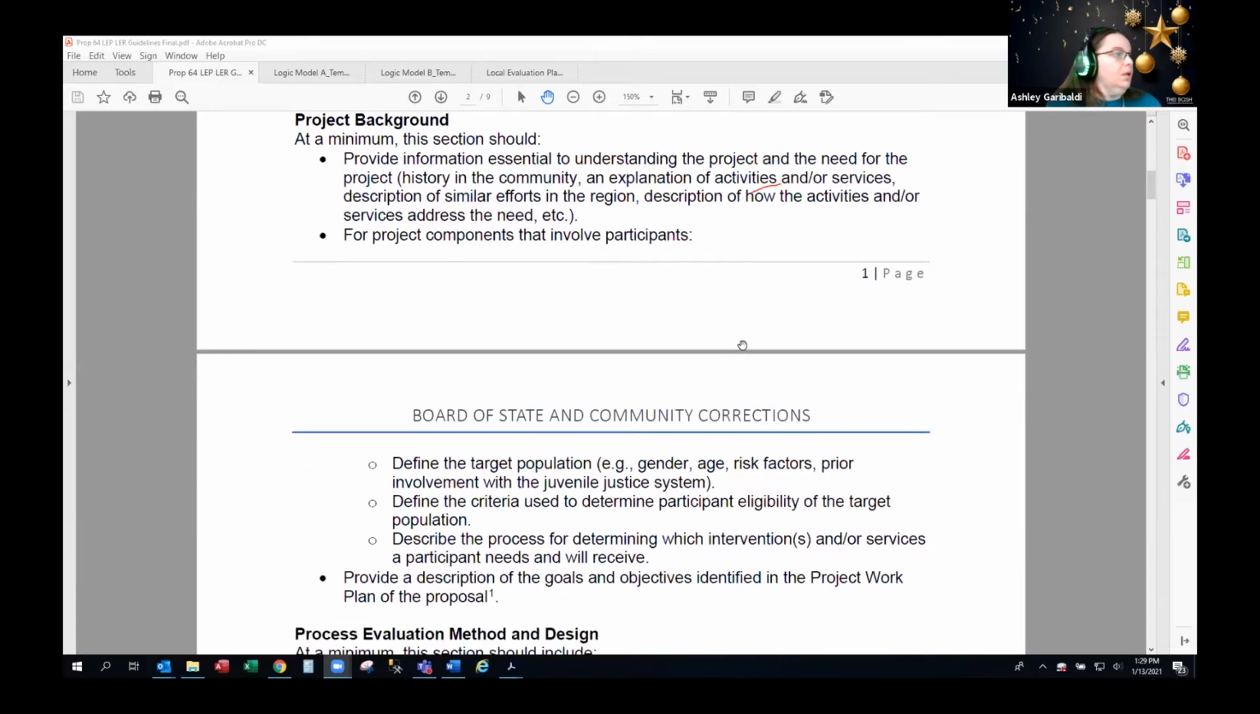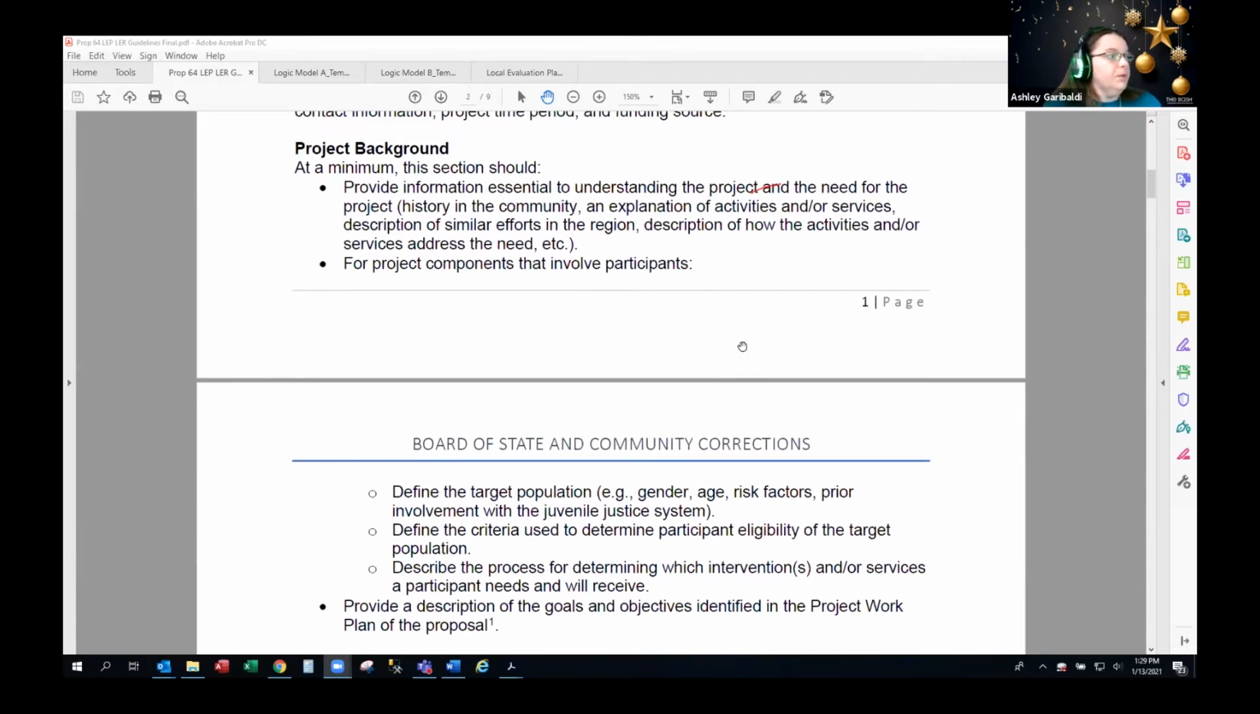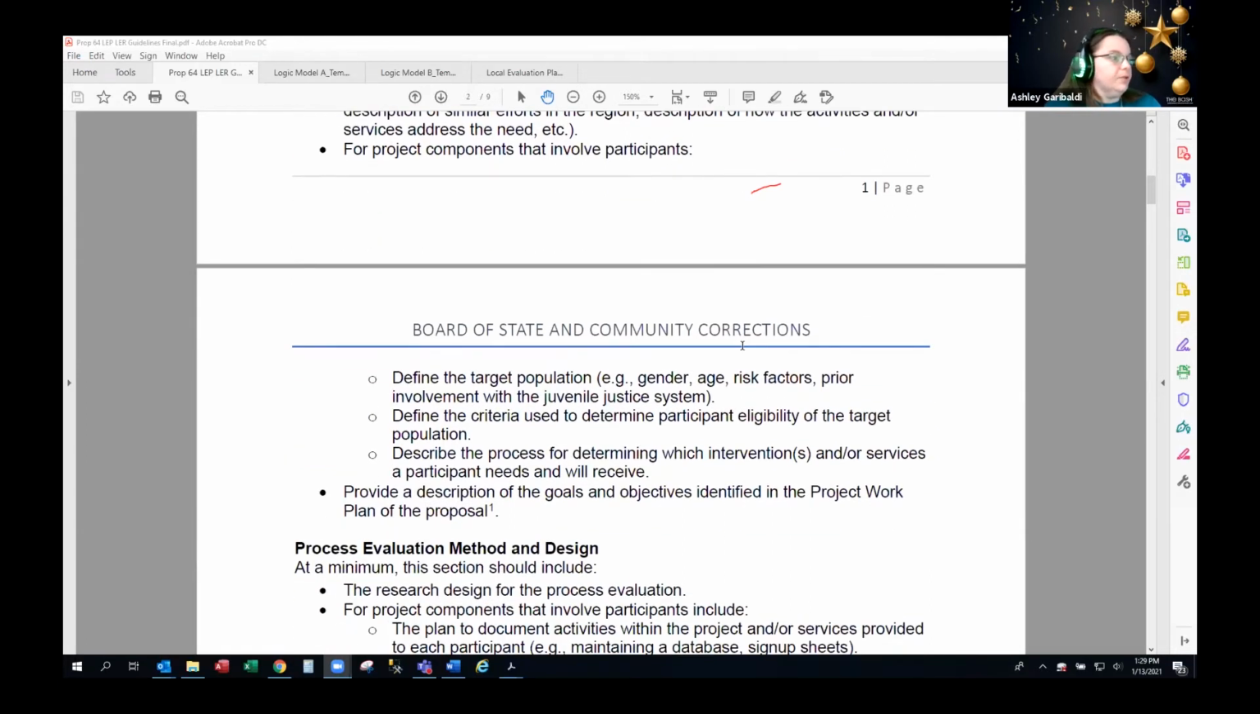But for those project components that involve participants, we'd like you to define the target population, meaning gender, age, risk factors, and prior involvement in the juvenile justice system; the criteria used to determine participant eligibility of that target population; and then describe the process for determining which interventions and/or services the participant needs and will receive. Please also provide a description of the goals and objectives identified in the project work plan of the proposal.